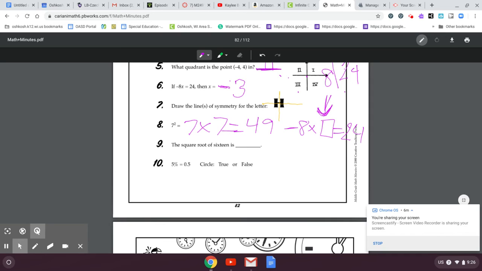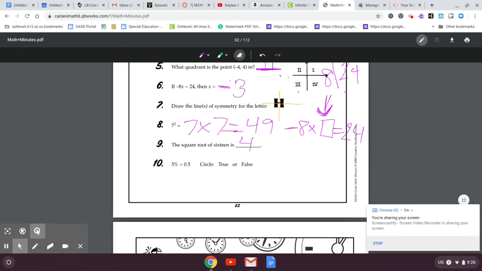The square root of 16. So what number times itself is 16? Well, 2 times 2 is 4. 3 times 3 is 9. And 4 times 4 is 16. So the square root of 16 is 4. And maybe you have a calculator as well that has the square root button. That's great. You can use that too.